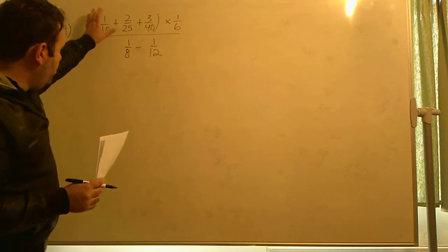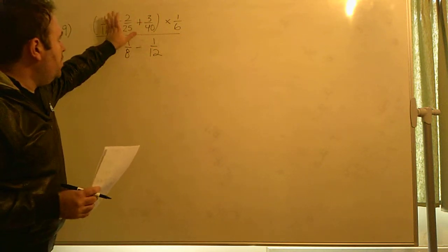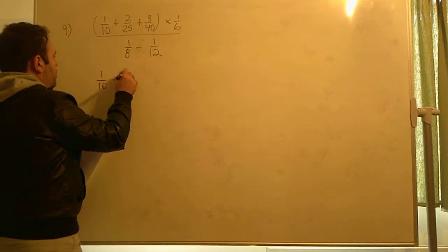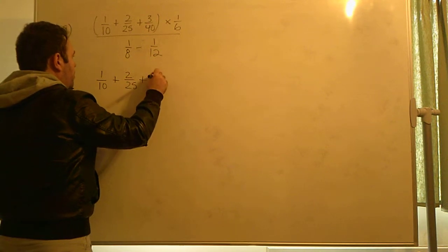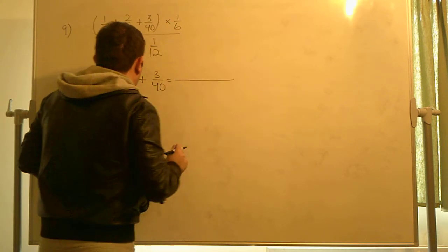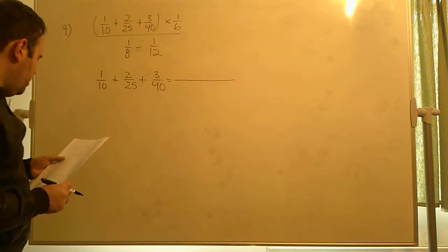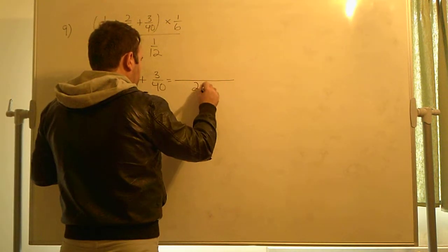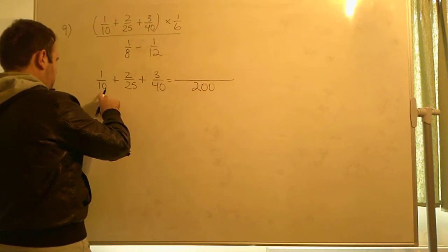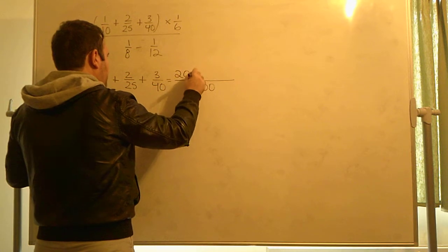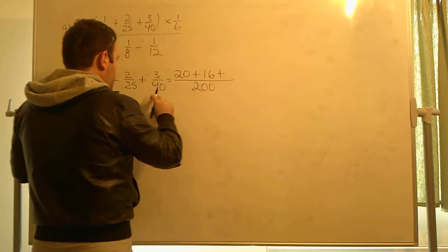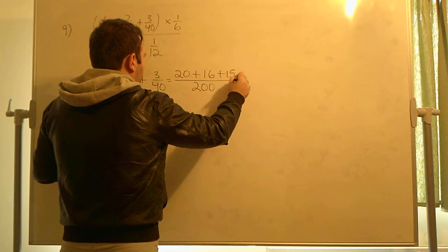So once again we're going to start with the numerator, and we can see that this is a product, so we're going to start with this one. With the first factor, 1/10 plus 2/25 plus 3/40. So the least common multiple in this case would be 200. And then 200 divided by 10 is 20 times 1, 20. Plus 200 divided by 25 is 8 times 2, 16. Plus 200 divided by 40 is 5 times 3, 15.